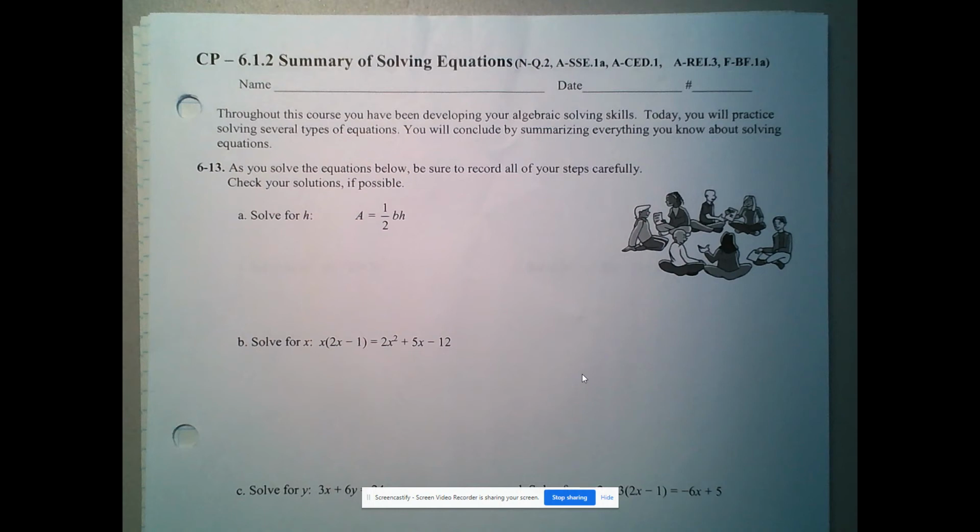All right, so here we are, still in Chapter 6, Summary of Solving Equations. Throughout the course, we've developed a number of different algebraic solving skills, and we're going to practice several different types of them. And basically, this is the way it really works when you are solving a problem. They're not usually in chapters and sections and units. You have to sort of pull together everything that you know.